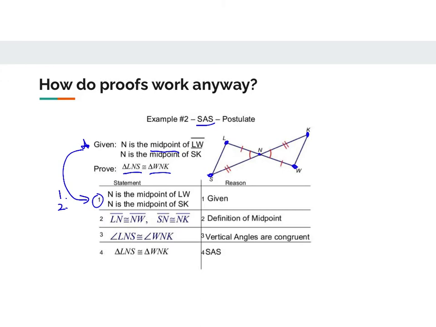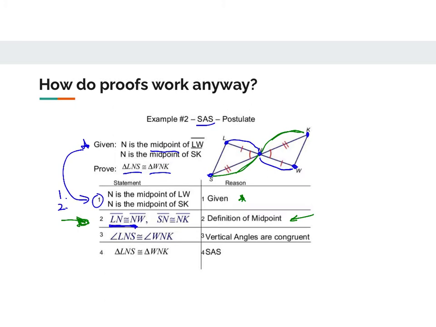So what my next statement is: if N is a midpoint, then this is congruent to this, right here. I'm also going to say SN, this part right here, is congruent to this part right here. And how do I know that? Well, by definition of midpoint. If you are a midpoint, that means you literally cut two things in half. So we start with our given statement, and then what is the result of my given information?